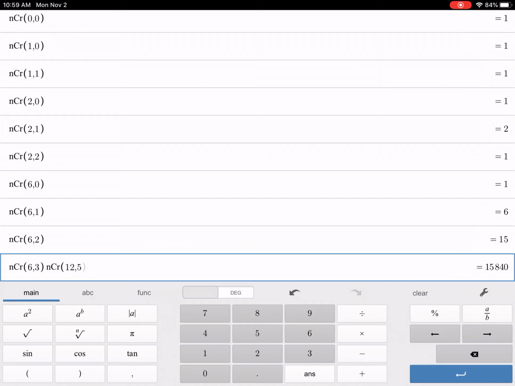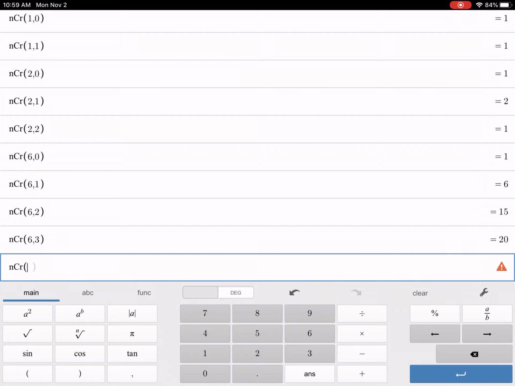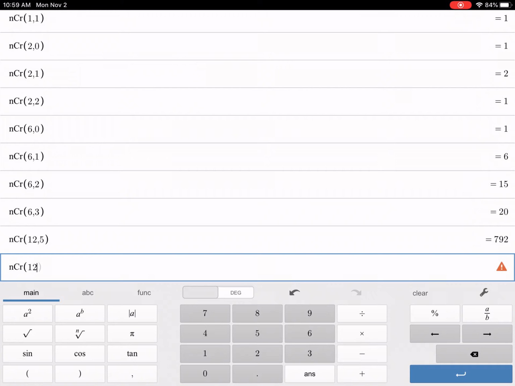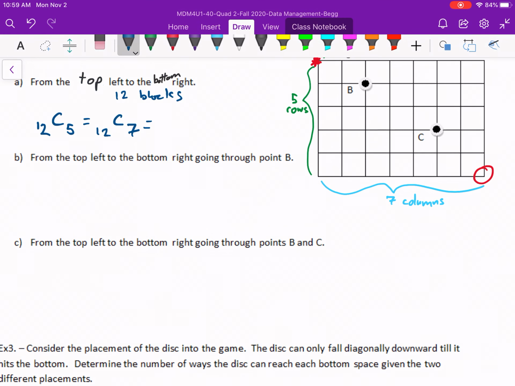Oops, I did not clear that away. Okay, let's get rid of some stuff. Try again. 12 choose 5: 792. Okay, well, let's try 12 choose 7, just to show that it should be the same thing. Lo and behold, it is. So either way we do it, there's 792. So Pascal's triangle allowed me to figure that out.